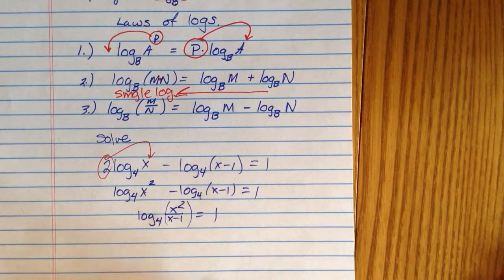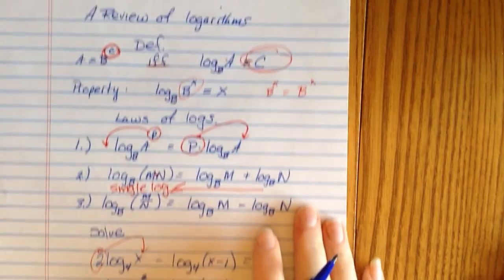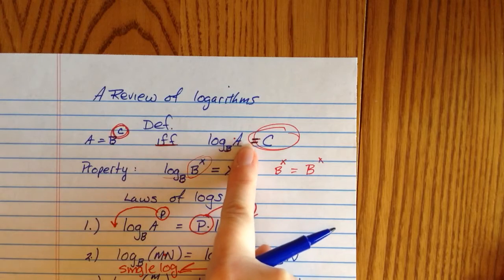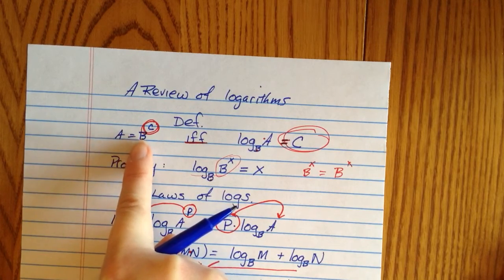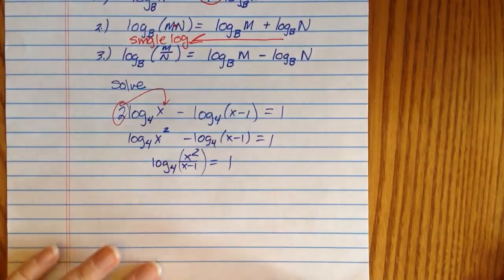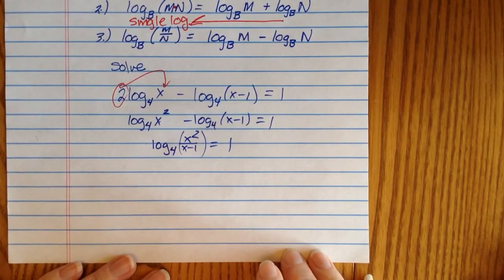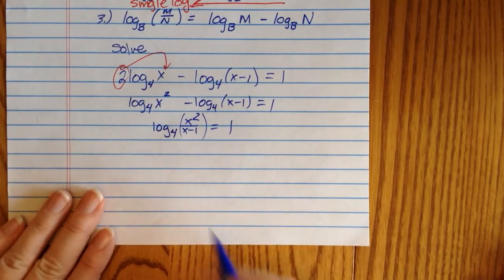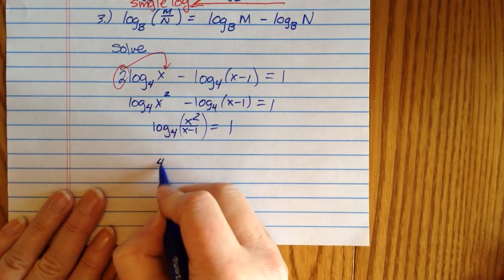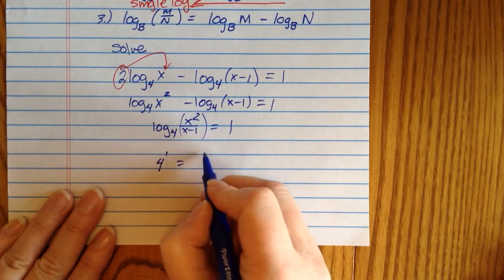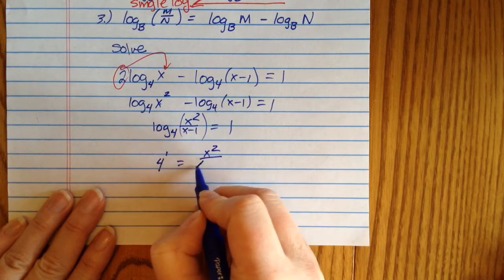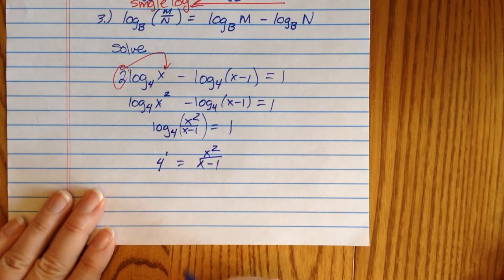Interesting, I now have a single log equals a number. What do we do with this? We go all the way back to the definition. If you have a single log expression, you can rewrite it exponentially. I'm going to take this single log expression and rewrite it exponentially. 4 is the base. 1 becomes the exponent, and I set it equal to the expression x squared over x minus 1. If anybody's not a fraction, I make everybody a fraction.